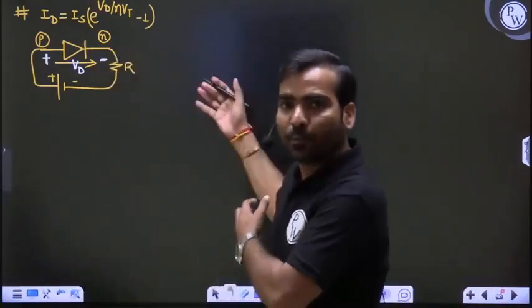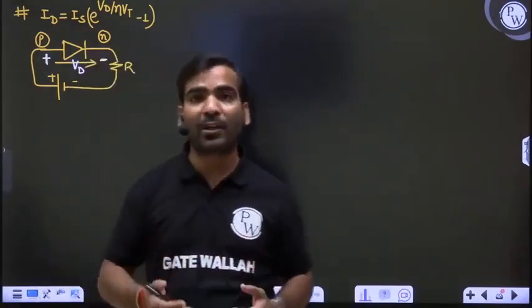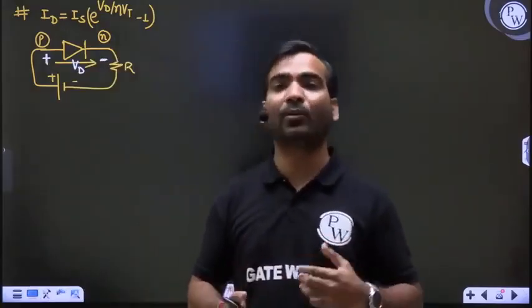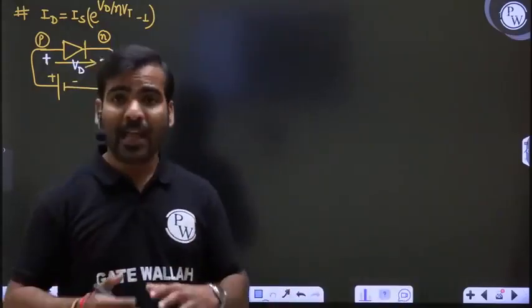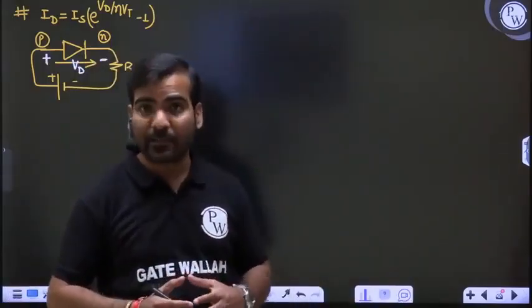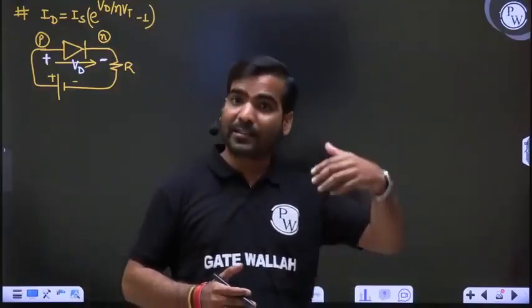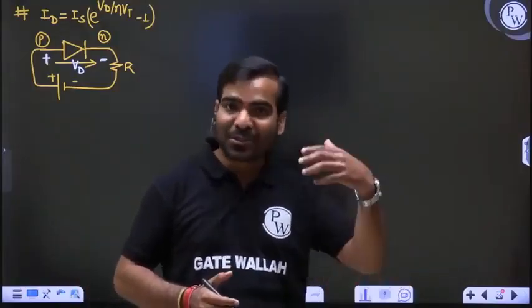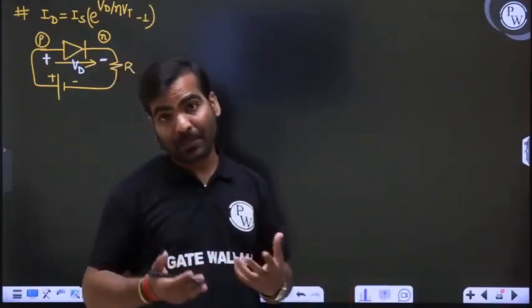Otherwise I will have to move to the Einstein relationship, that is Dn by mu n equal to Dp by mu p equal to VT equal to kT by q equal to T upon 11,600. This is the equation given by Einstein, where the diffusion constant of electrons divided by mobility of electrons is equal to the diffusivity of holes divided by mobility of holes, and k is the Boltzmann constant.